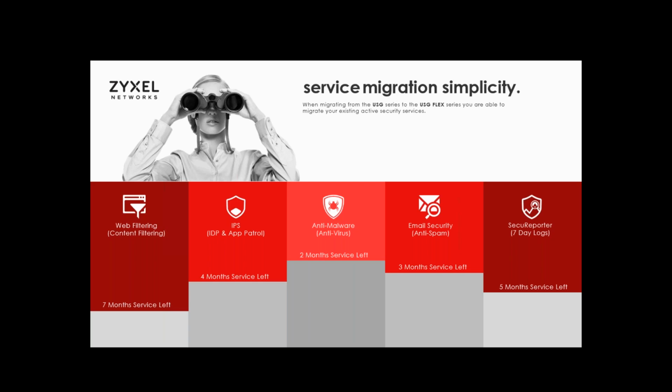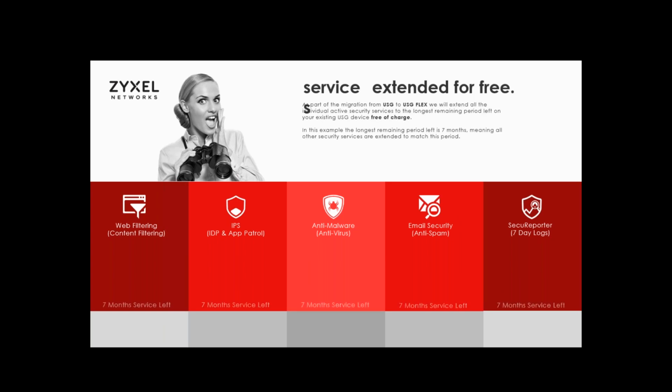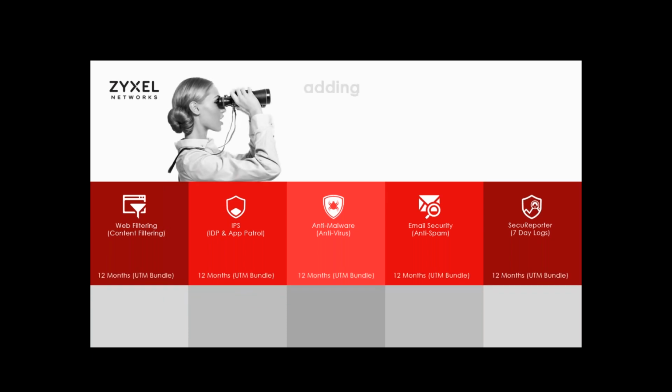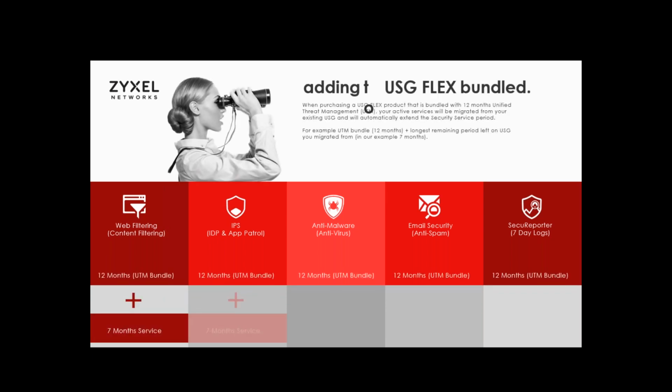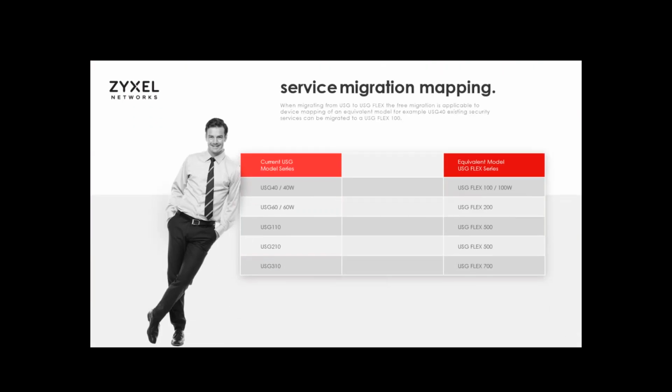So you look at all the features that are licensed on your USG. For instance, in this one, the web content filtering has got 7 months left. We then flatten that and say all of the licensing is 7 months. Then when you go and get a USG Flex device with a bundle, which comes with obviously 12 months of licensing, we would then add the 7 months outstanding from your USG device across all of the license features, and then you would get 19 months, so essentially for free. This is just an emphasis once again about going from USG to USG Flex, so made nice and simple.